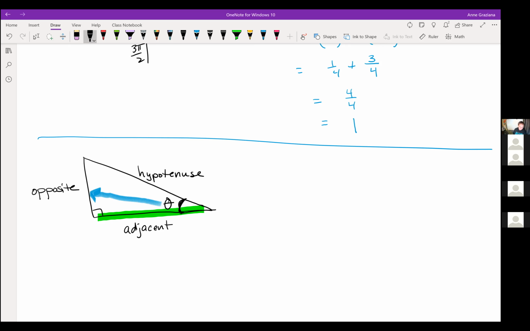And our trig functions can be related to this. So if I look at sine of theta, that's going to be opposite over hypotenuse.